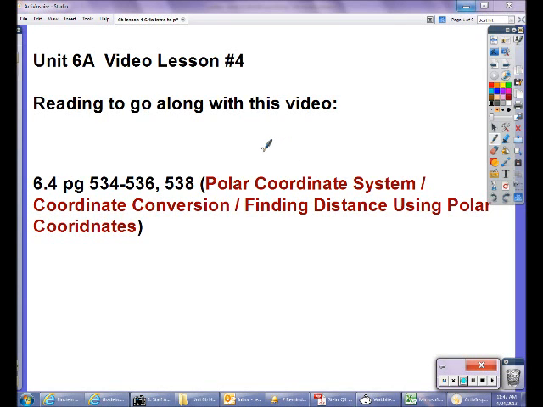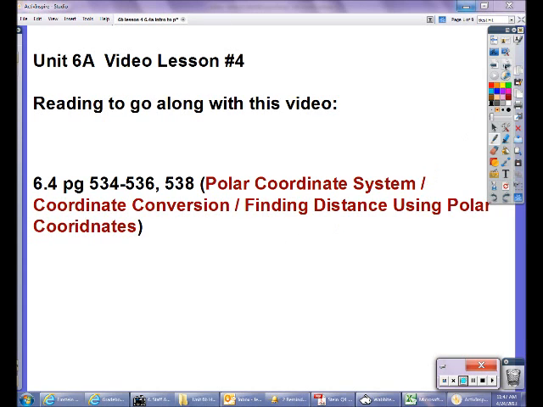Welcome to Unit 6A Video Lesson 4. The reading to go along with this video is from Chapter 6, Section 4. You're going to be reading the headings Polar Coordinate System, Coordinate Conversion, and then you're skipping a heading and going to Finding Distance Using Polar Coordinates.